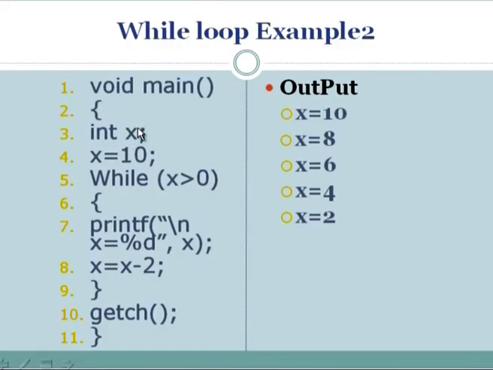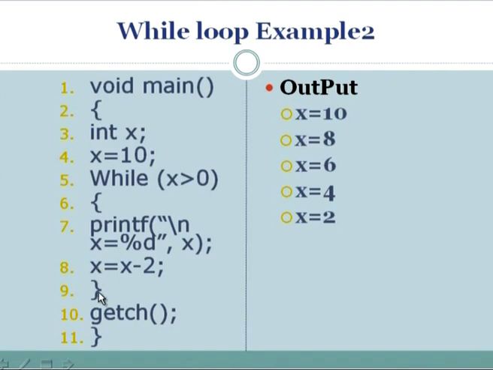When the program is executed, first loop counter will be initialized to the initial value 10. Then the condition x is greater than equals to 0 will be evaluated. Yes, the condition is true for the first time. Control will come inside the body of loop and the current value of x, that is 10, will be displayed on the computer screen. Then at line number 8, the value of x will be decreased by 2. So the current value of x will become 8.